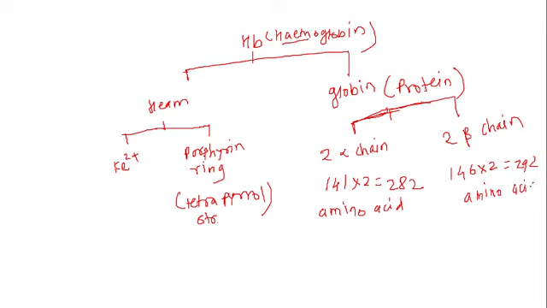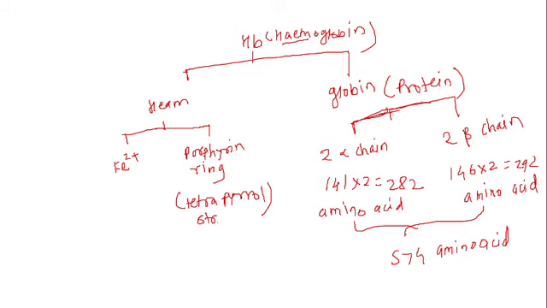amino acids. Okay, and if we combine both of these, that means hemoglobin is the bulky tetrameric structure, 2 plus 2. That means this is the tetrameric protein. Okay, and this contains about 574 amino acids. Okay, that's why this is a very globular and quaternary structure.